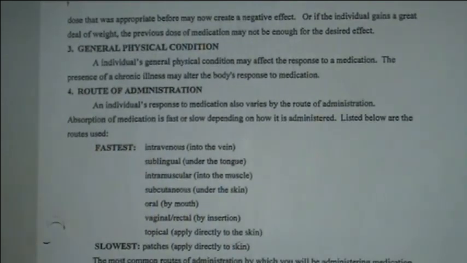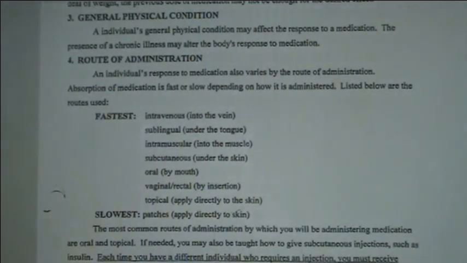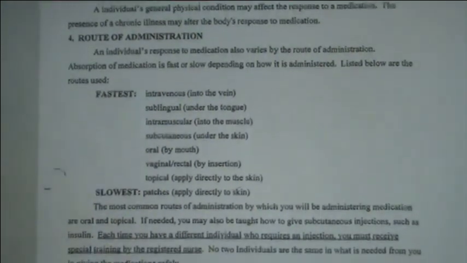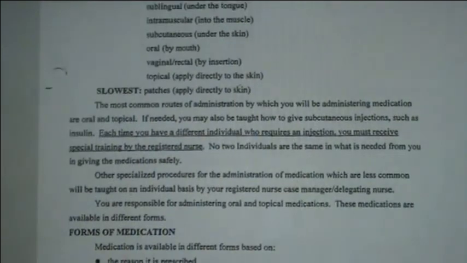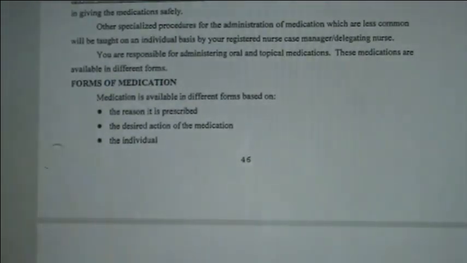The routes that medication is given: with some routes, medication works faster than with other routes. For example, if you give someone medication in the vein by IV, it's going to work faster than if you give it by mouth. So you can read through that. The form of the medication: medication is available in different forms. It all depends on how the doctor wants it.